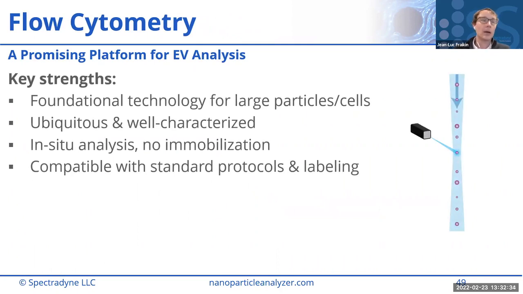It comes with a number of key strengths. It's a foundational technology for large particle and cell analysis. It's ubiquitous, well characterized. An important aspect compared to other technologies that we're not looking at today is that the particles are now analyzed in situ, right? We don't have to immobilize the particles to characterize them. And flow cytometry is compatible with the majority of standard fluorescent protocols and labeling techniques. In fact, most of them, or many of them, were developed specifically for flow cytometry, right? So this is a well-established technology.